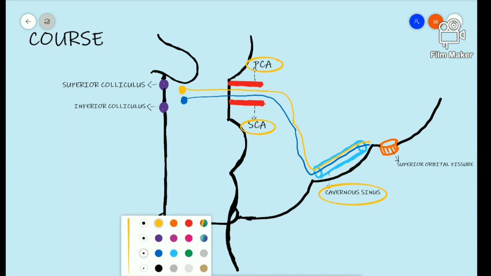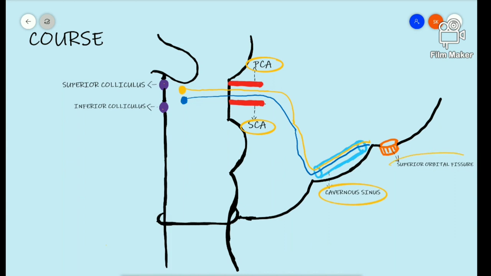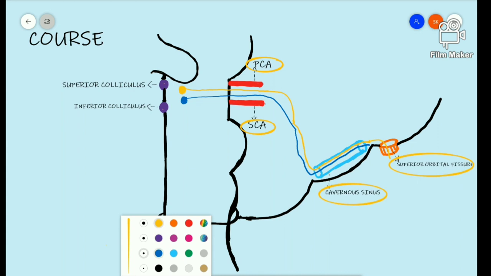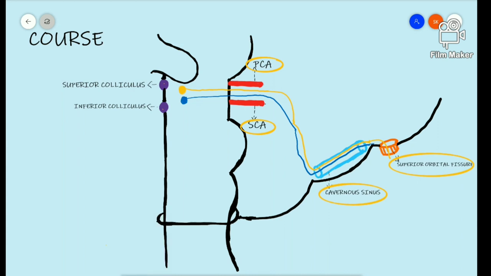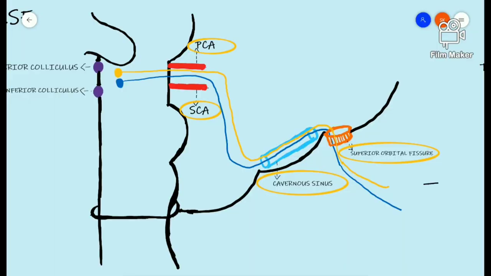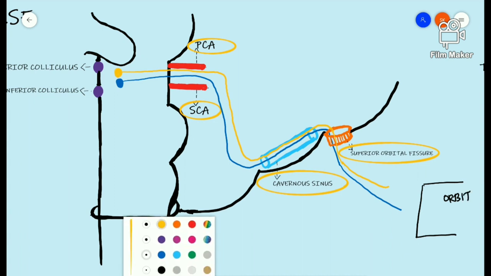The orange-colored structure shown in the figure represents superior orbital fissure. The oculomotor nerve, after coming out of the cavernous sinus, exits the skull through this fissure. The parasympathetic nervous system fibers also exit the skull through the same fissure. After exiting through the superior orbital fissure, both oculomotor nerve and parasympathetic fibers enter the orbital cavity.